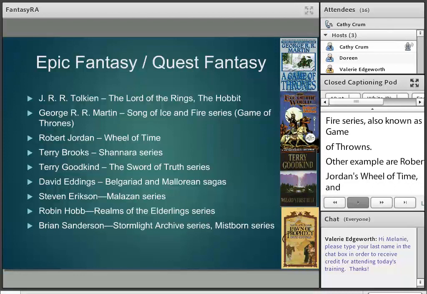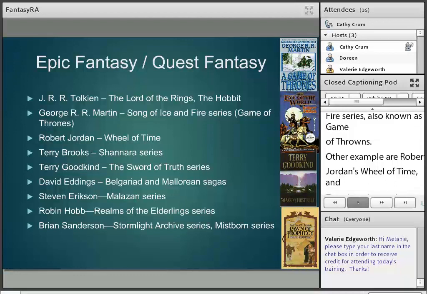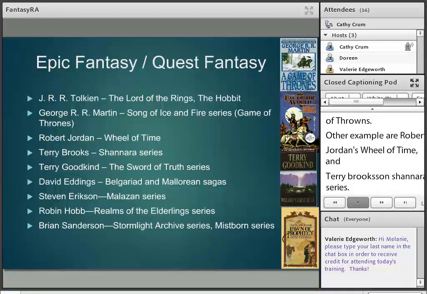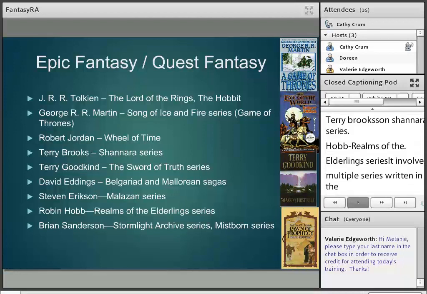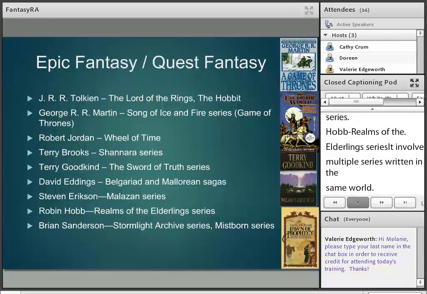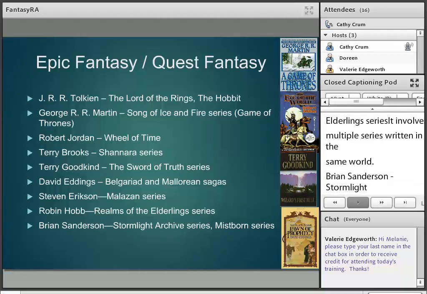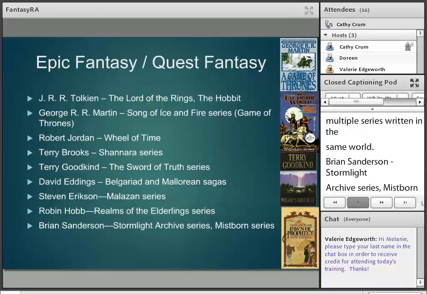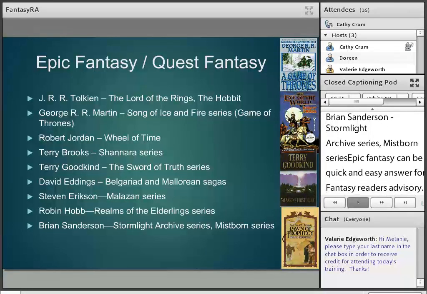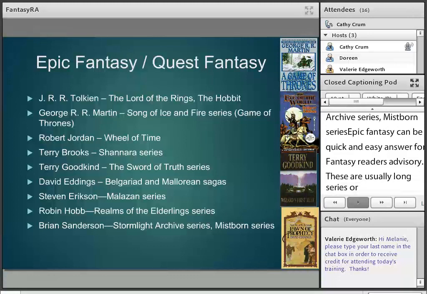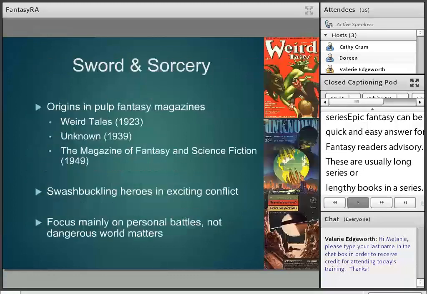I've added a couple of my personal favorites, which are David Eddings' Belgariad and Mallorean series. There are also even more examples: Steven Erikson's Malazan series, Robin Hobb's Realm of the Elderlings series, which includes multiple series written in the same world, and Brandon Sanderson's Stormlight Archive series and Mistborn series. Epic fantasy can be a quick and easy answer for fantasy readers' advisory. These are usually long series or lengthy books in a series. So if a reader enjoys epic fantasy, you've got a nice list to give him or her.